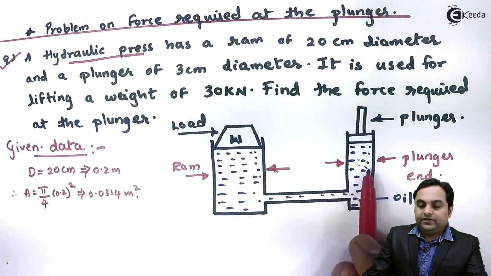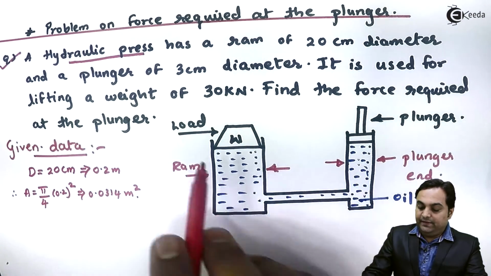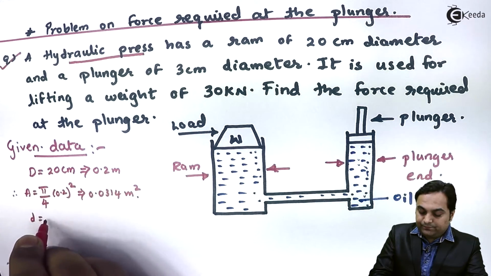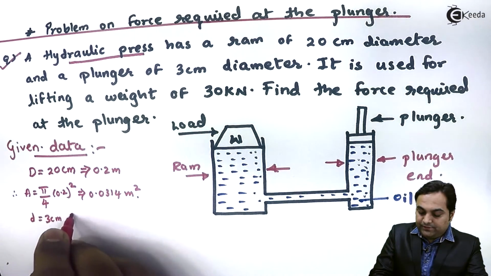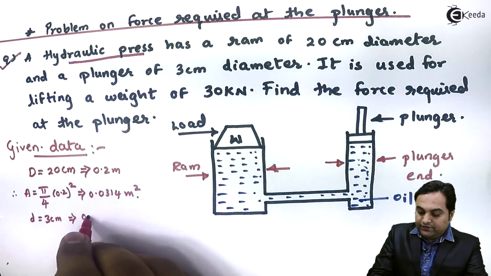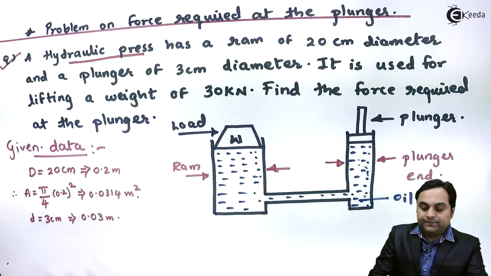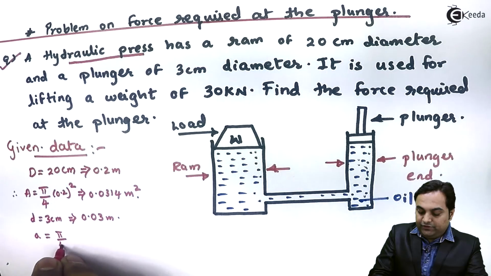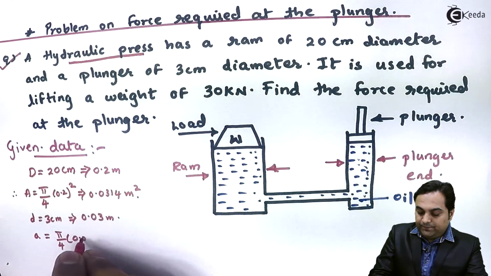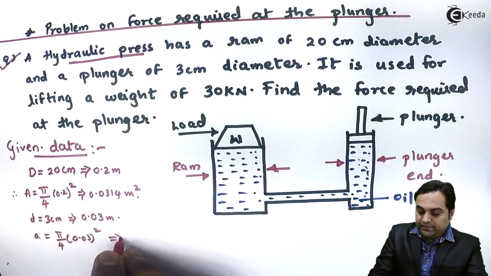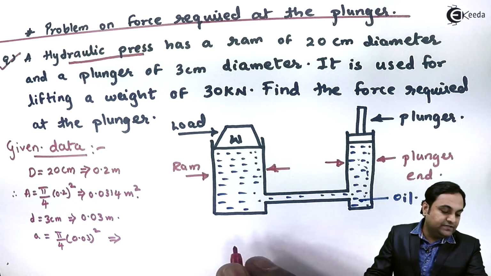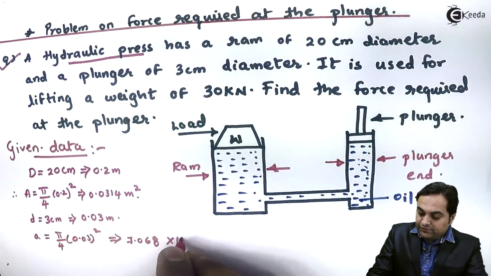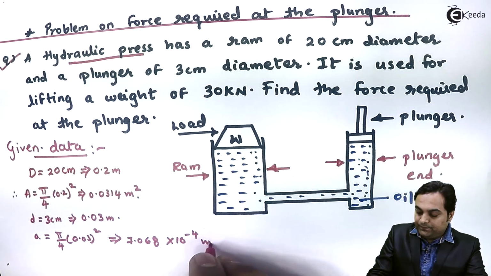Similarly, I will calculate the area for the plunger end. The diameter of the plunger is given as 3 cm. So small d is 3 cm. Therefore, it is 0.03 meters. Next, I'll calculate the area of plunger. It will be pi by 4 into 0.03 whole square. And my answer of area of the plunger end is 7.068 into 10 raised to minus 4 meter square.